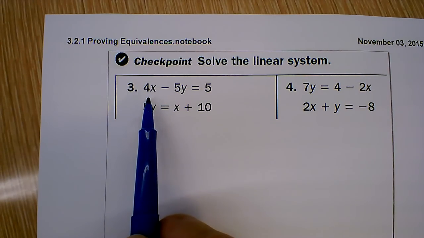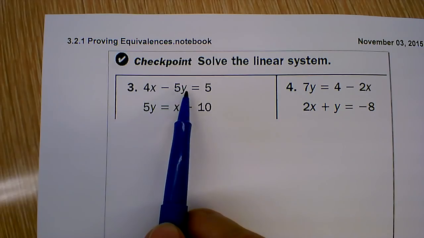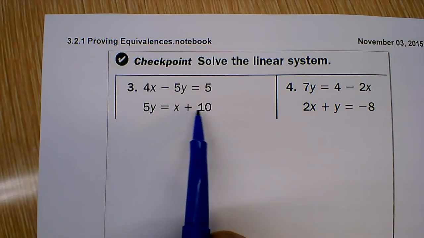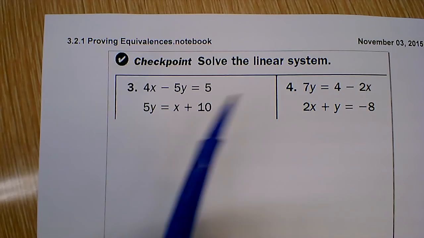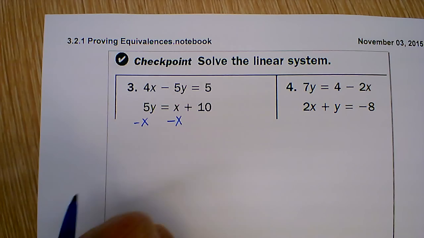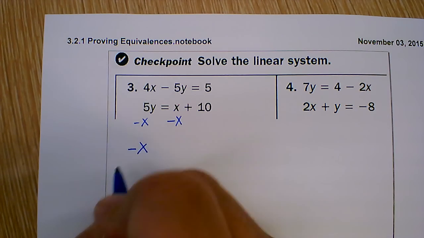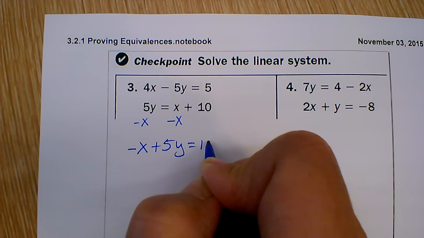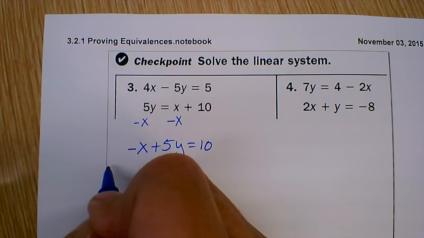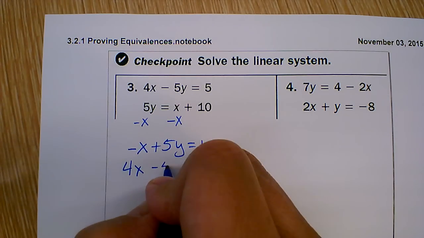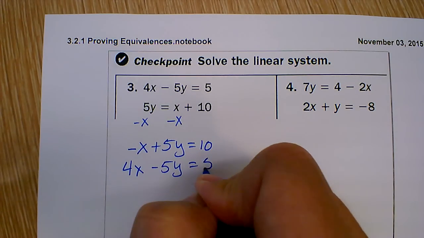This is in standard form: x, y, equal sign, constant. This is not in standard form. So I need to change my equation 2 and put it in standard form. I'm going to subtract x from both sides, and remember the x has to come first. So that becomes negative x plus 5y is equal to 10. Bring down my original equation 1, 4x minus 5y equals 5.